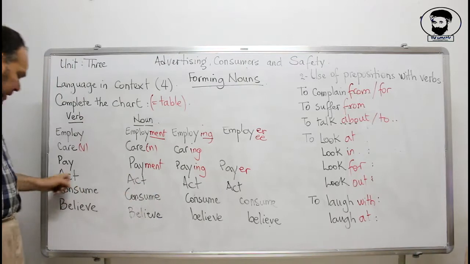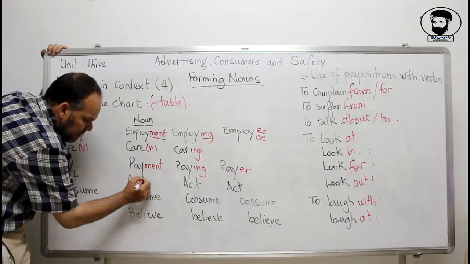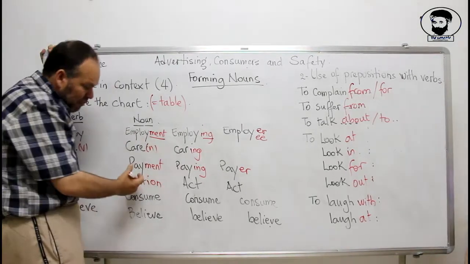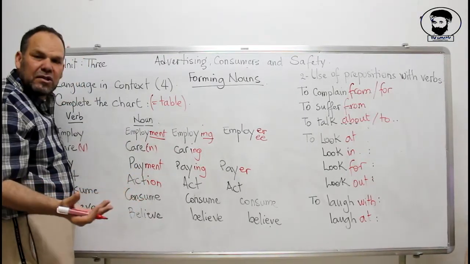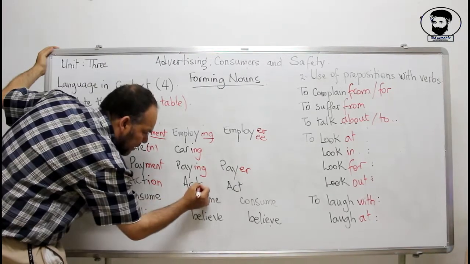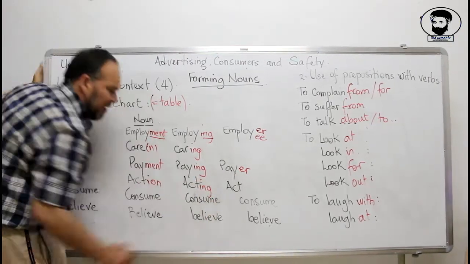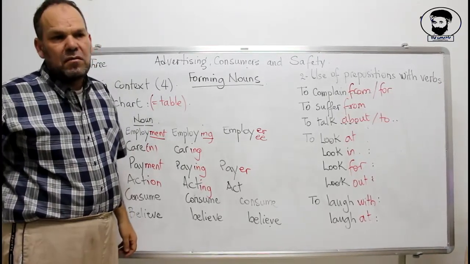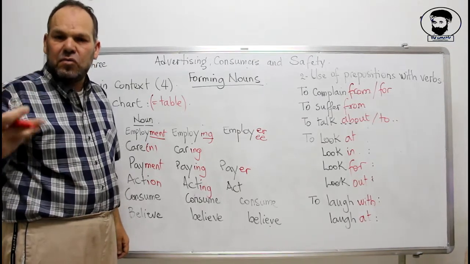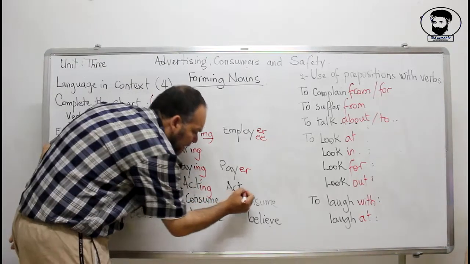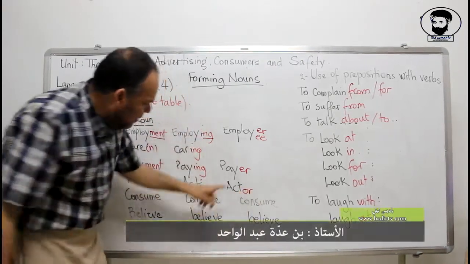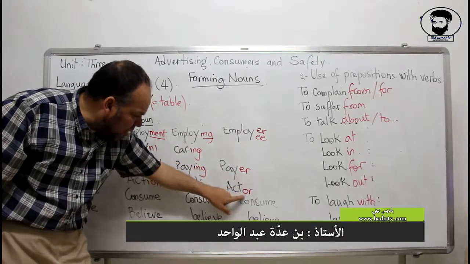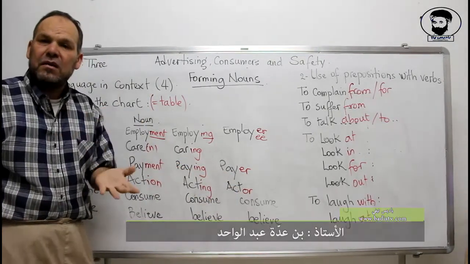Now, act. For example, the noun is, you know it, action. Now, suppose you don't know the word action. So you say acting, which is the noun of act. It means to act, to do something. Or actor. Look, for player we wrote er, but here we cannot say actor with er. It must be with or, because this is English.